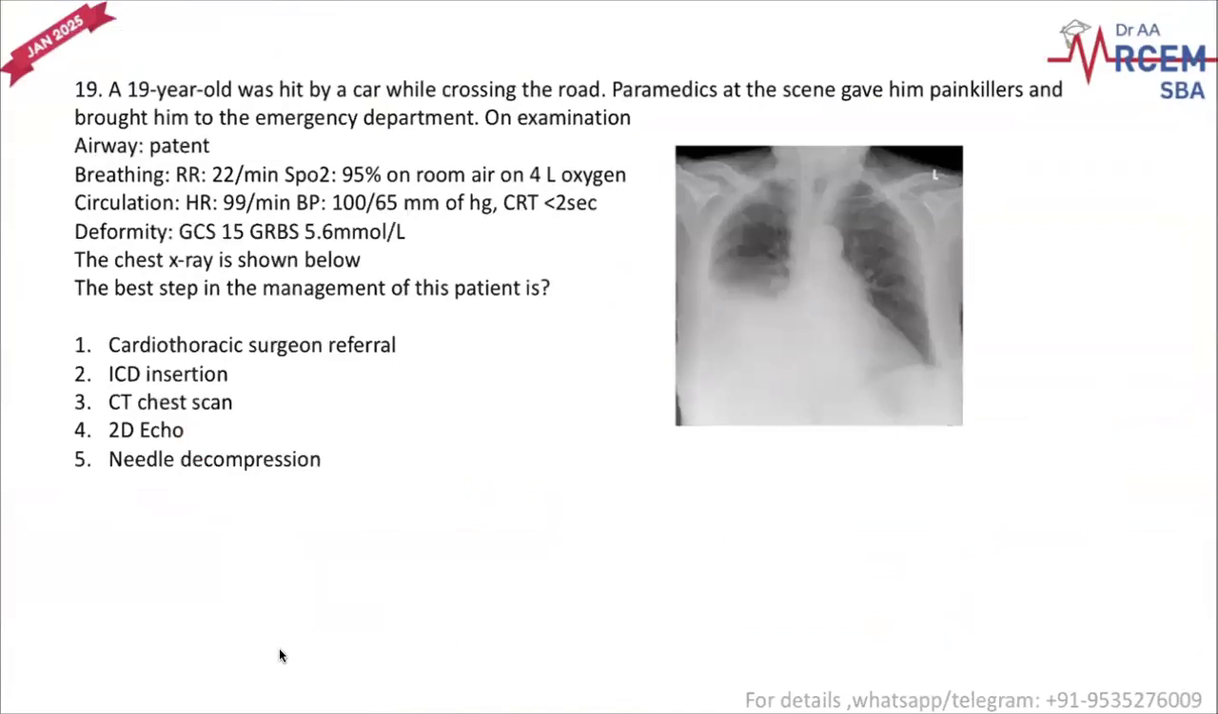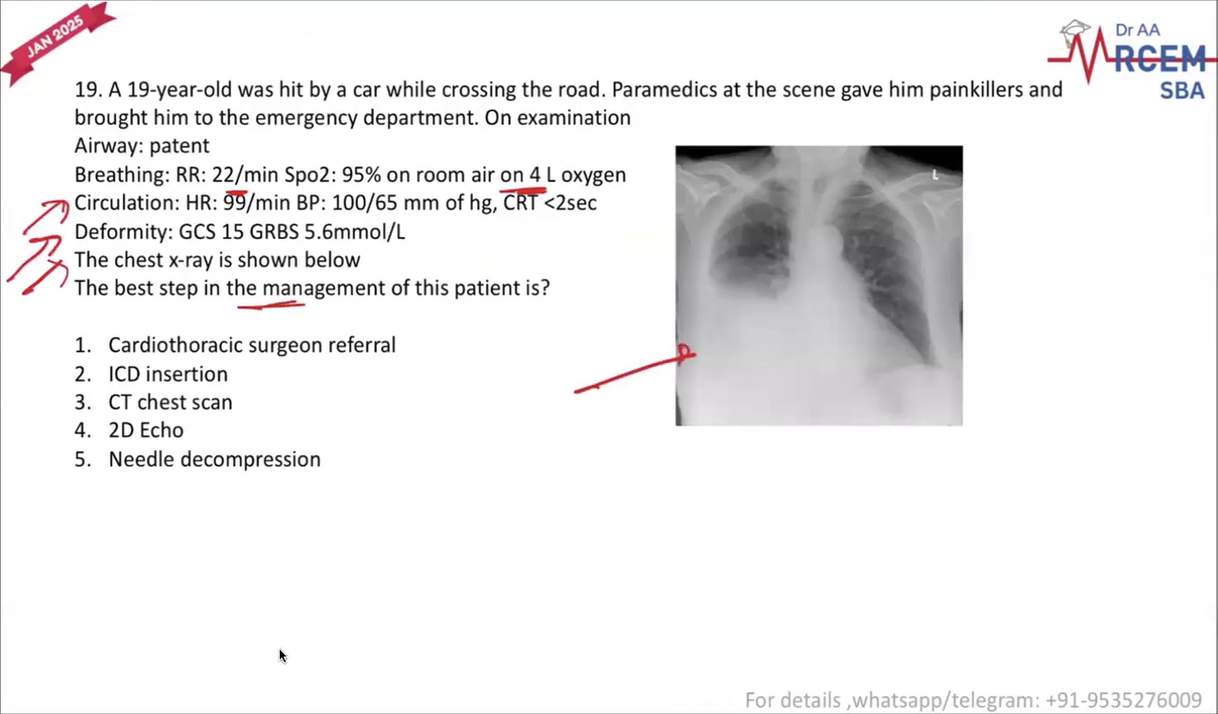A 19-year-old was hit by a car while crossing the road. Paramedics at the scene gave him some painkillers and brought him to the ED. On examination, the airway is fine. For breathing, oxygen is required, and there is some amount of tachypnea. Circulation seems to be fine. Deformity is fine. Chest X-ray is shown. What is the next best step?